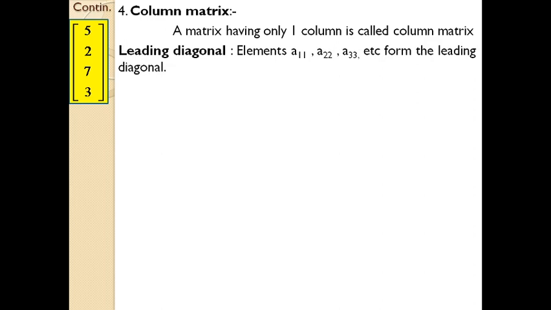Next one, leading diagonal matrix. First of all, let's study what is meant by leading diagonal. A diagonal usually represents a side, meaning a cross movement of a line, or a cross movement representation is known as a diagonal. And what is meant by leading diagonal? Here the elements A11, A22 and A33. We will discuss with an example, then you will understand.